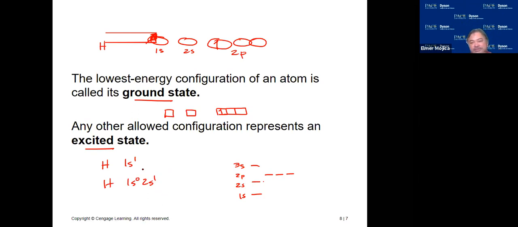So what's the difference between the two? This is the ground state. This is the excited state. In the excited state, you excite the electron to a higher energy level. So that's the difference between the ground state and the excited state. And we know an excited state is not a stable state, right? Do you agree with me on that?